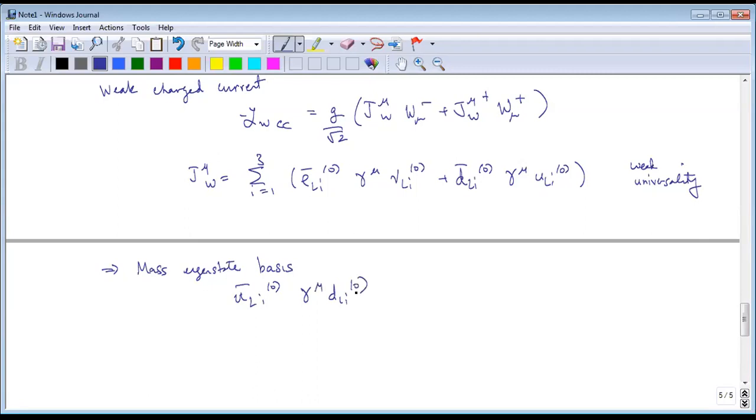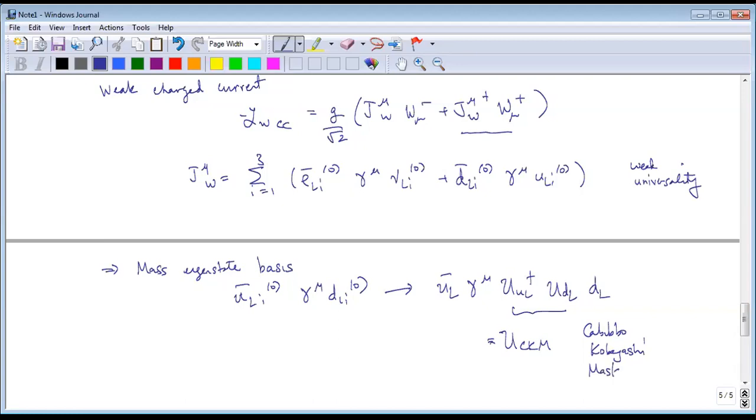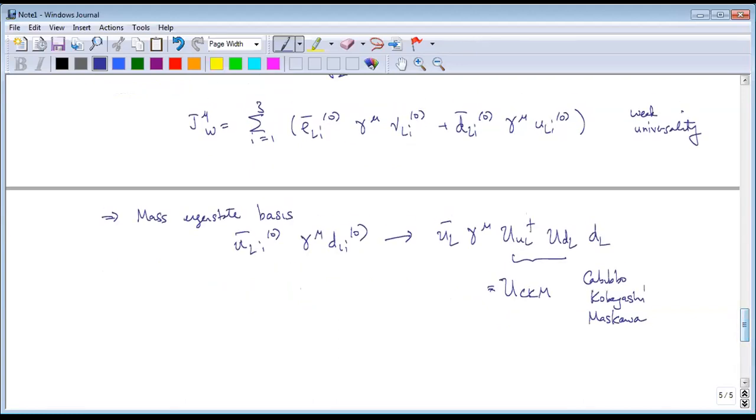So that would be just the term in the J mu dagger W plus over here. And this one I'm going to then transform, and what we get is UL dagger UDL, and this is the thing that's known as the UCKM, that's the Cabibbo-Kobayashi-Maskawa matrix. We see now that we've gone into the mass eigenstate basis, what we have is a flavor off diagonal form of the Lagrangian.